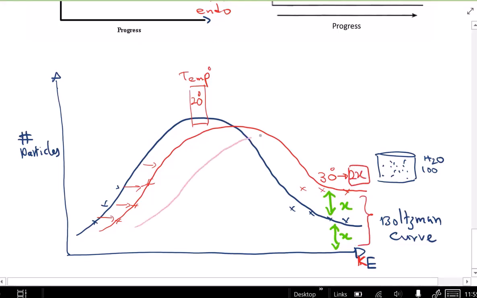That's the whole point. That's what we are trying to look at. Now, if I go to 40 degrees, it will have even more, right? So that's the typical pattern when you heat a sample, the particles get more and more energy.